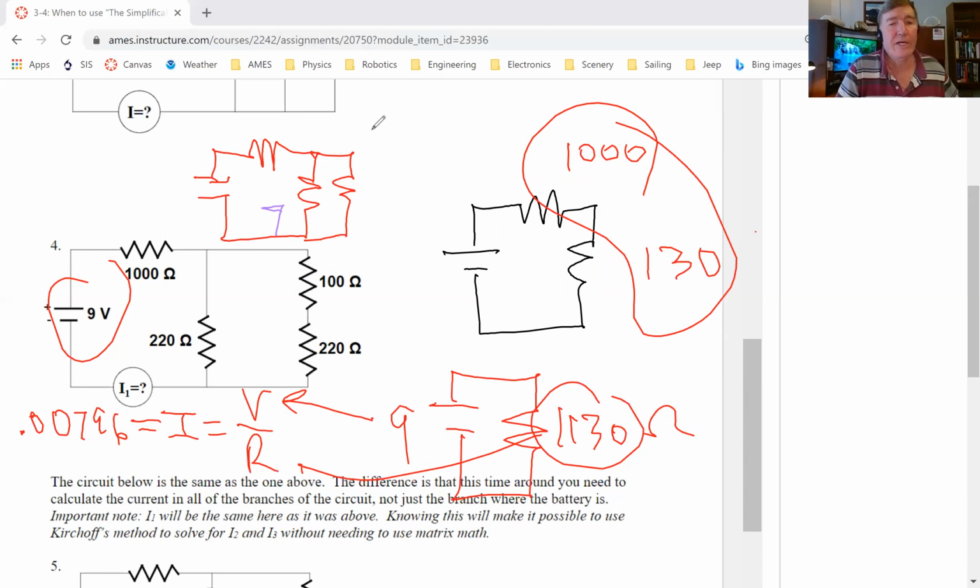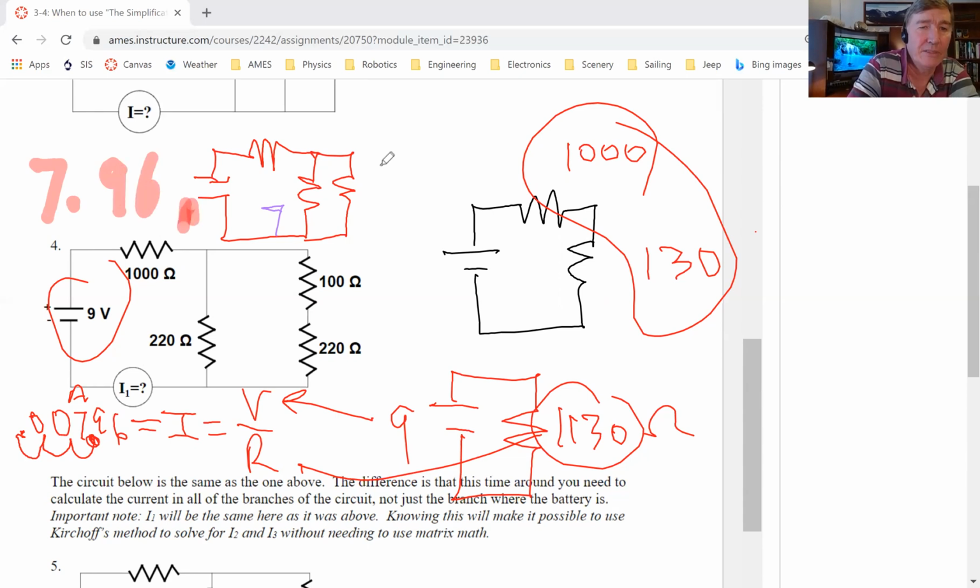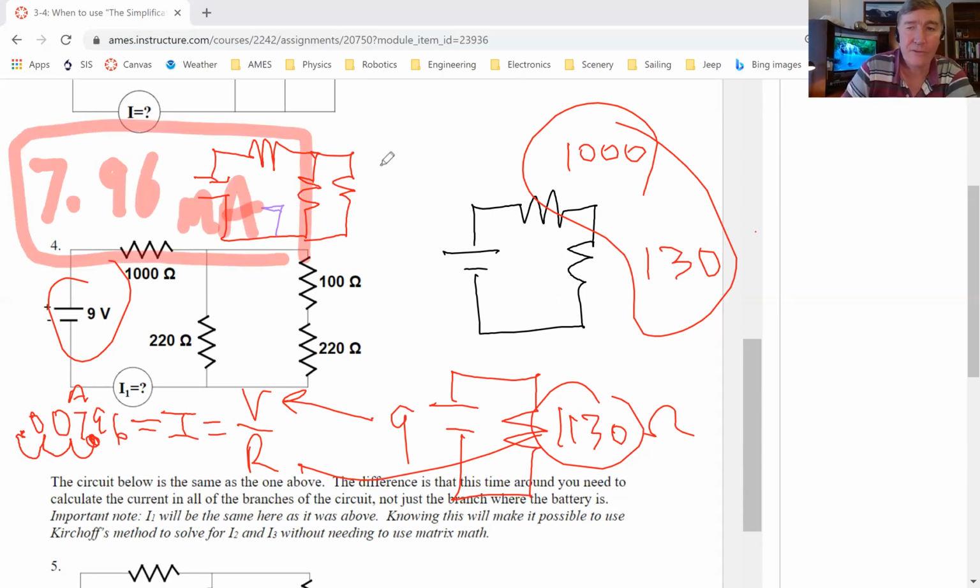0.00796, which electricians don't like such small numbers. So, by the way, this is going to be in amps. And so we're going to take the decimal and move it over 1, 2, 3. So there we are. So our final answer then is 7.96 milliamps. That's our final answer, which is the answer that almost all of you got, but a few of you did not. Okay. I'm hoping that this makes it clearer now.